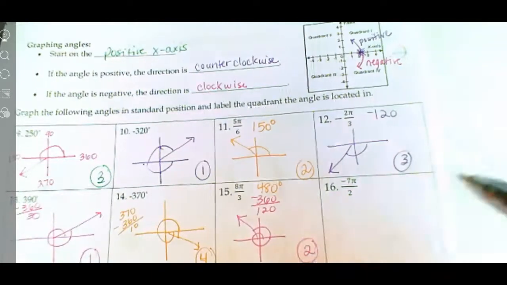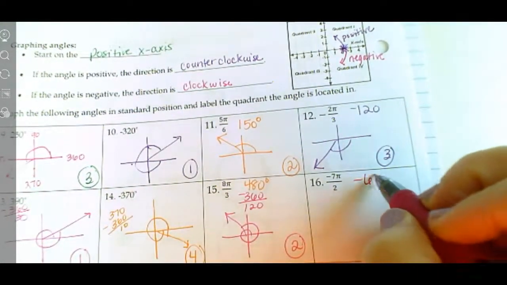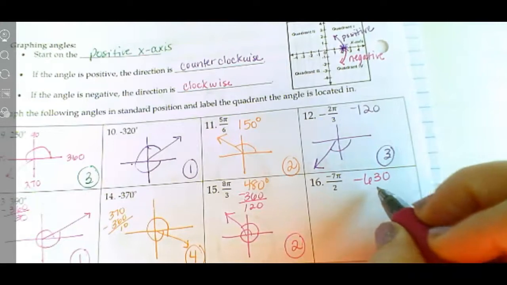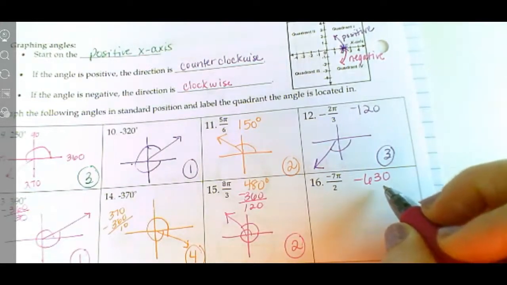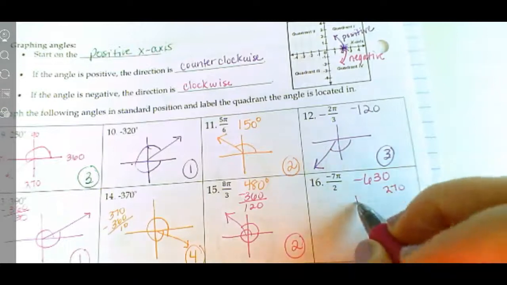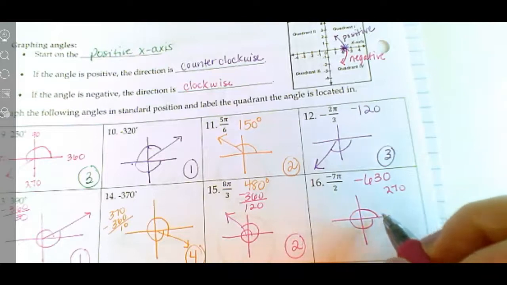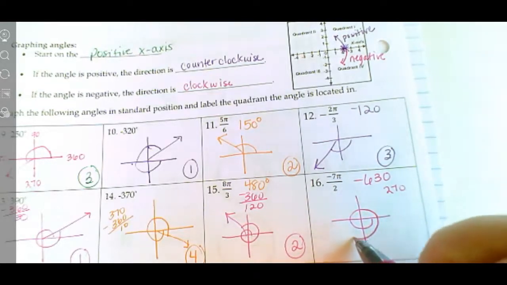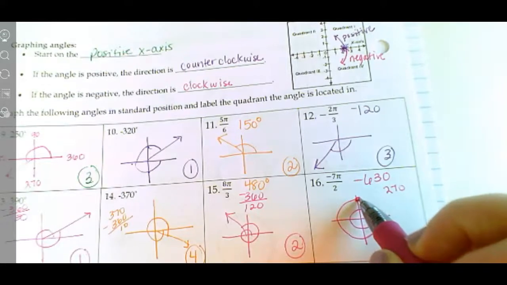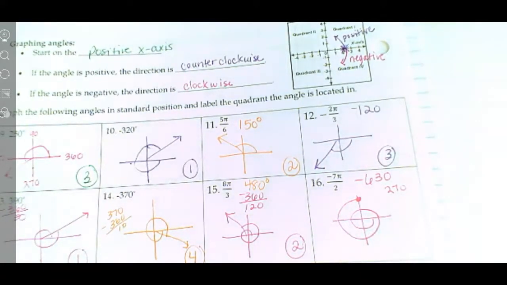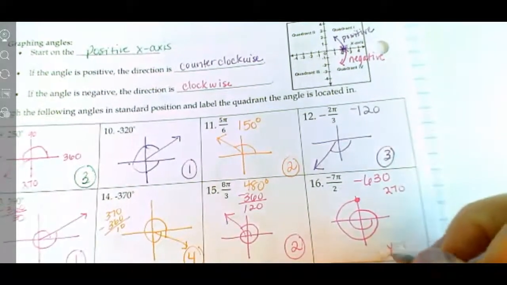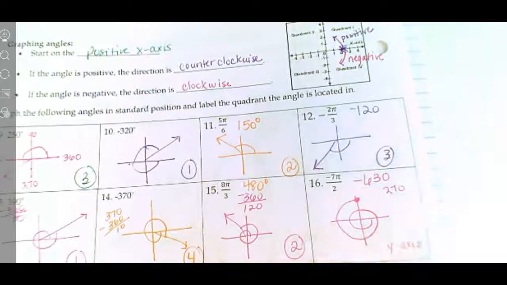And the last one is a little bit tricky. Go ahead and change it. You get negative 630. And what you find out when you do 630 minus 360, you get 270. So what that means is you go all the way around 360, and then you go 270: 90, 180, 270. It ends up being right there. When it falls on the line, it's not a quadrant. We would say y-axis here, since it's on the line.